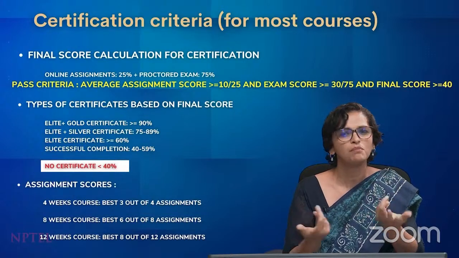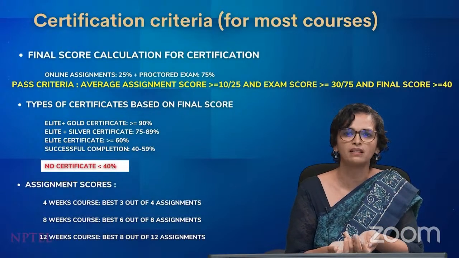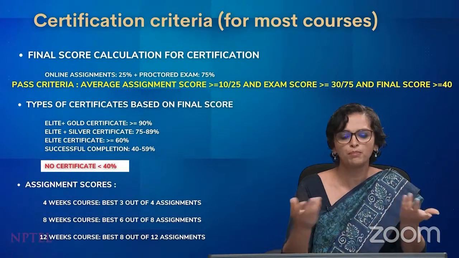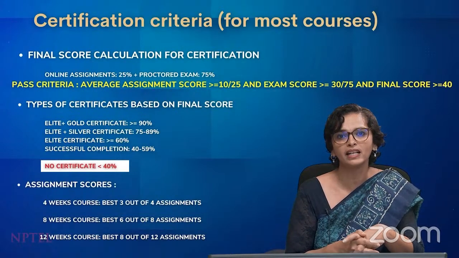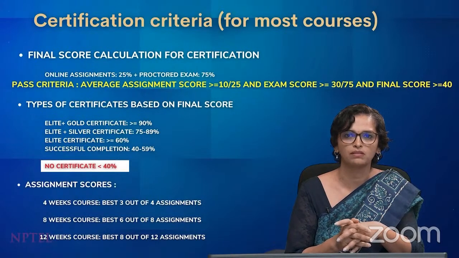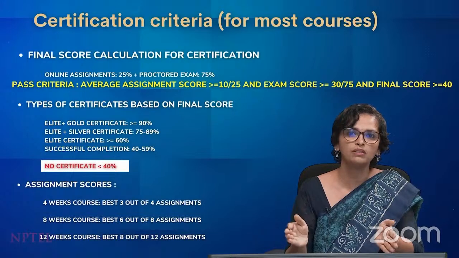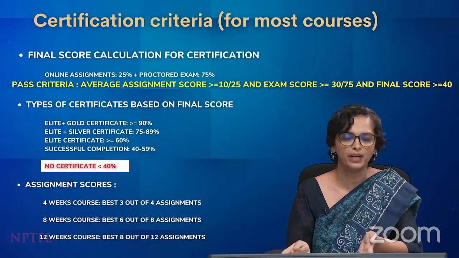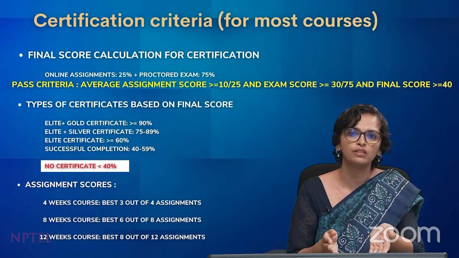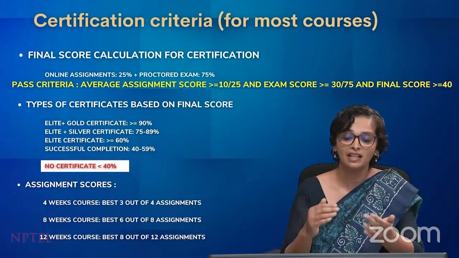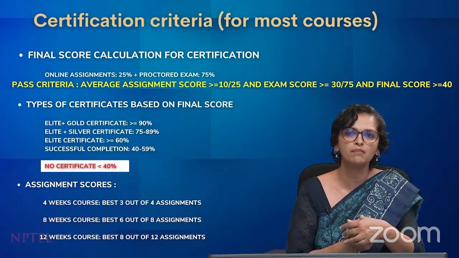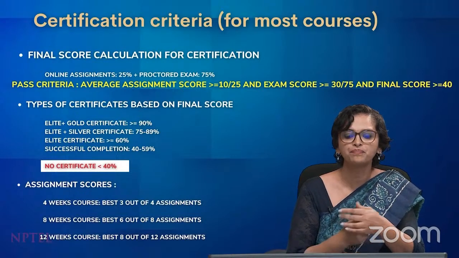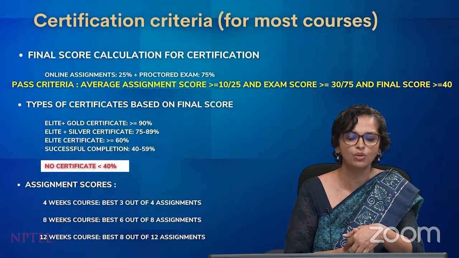This is a normal thing. Maybe a few courses we might change the pattern a little bit based on the nature of the course, but broadly this is what we follow across all NPTEL courses. And the pass criteria, if you have to get a certificate from us, is average assignment score. Okay, average assignment score should be more than 10 out of 25, and your exam score, you should score more than 30 out of 75. It's an and condition, so both conditions should be satisfied, and final score automatically becomes more than 40 out of 100. Okay.